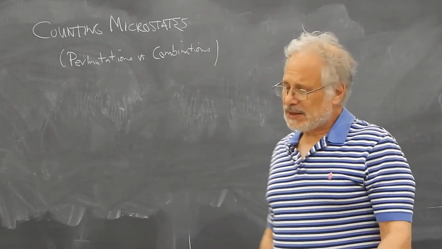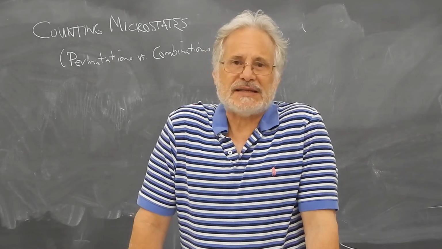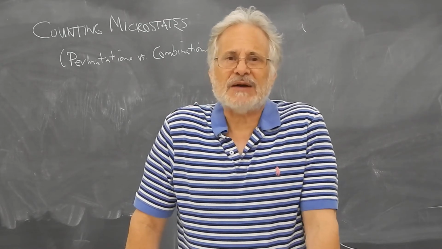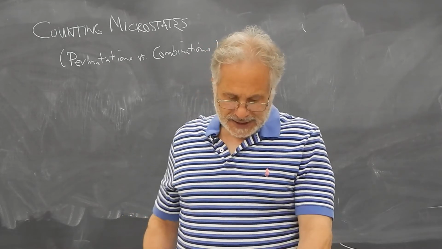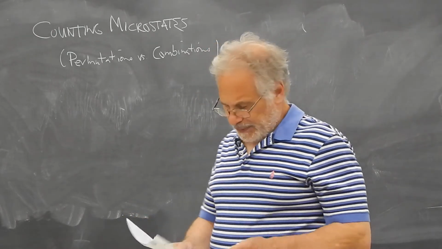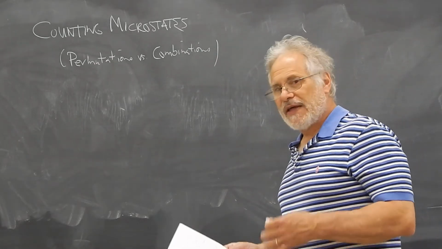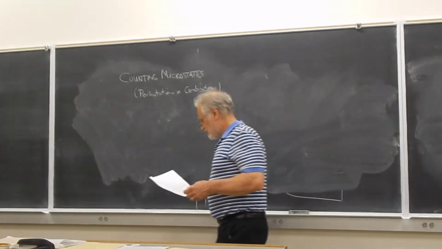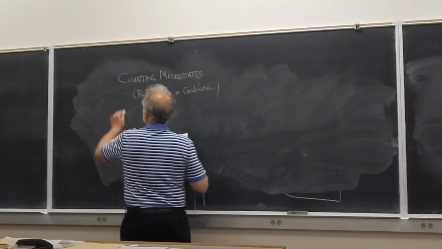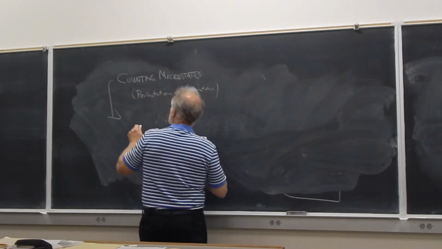So one of the things that we want to learn how to do is to actually count states. And we're going to use two types of counting in this lecture. We're going to count microstates. So let's introduce a couple of basic principles and then move on to a couple of sort of interesting examples. If we're going to count microstates, the first thing we have to do is introduce two principles.